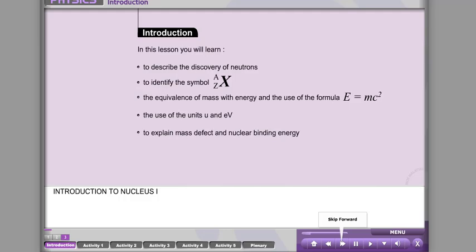Introduction to Nucleus 1. In this lesson, you will learn to describe the discovery of neutrons, to identify the symbol of a nucleus of an element, the equivalence of mass with energy, and the use of the formula E equals mc squared, the use of the units U and eV, to explain mass defect and nuclear binding energy.